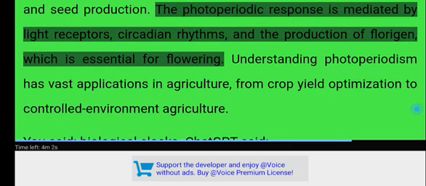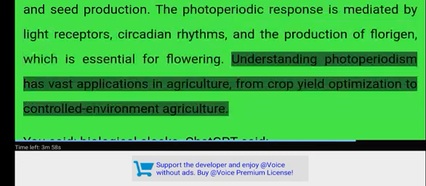The photoperiodic response is mediated by light receptors, circadian rhythms, and the production of florigen, which is essential for flowering. Understanding photoperiodism has vast applications in agriculture, from crop yield optimization to controlled environment agriculture.